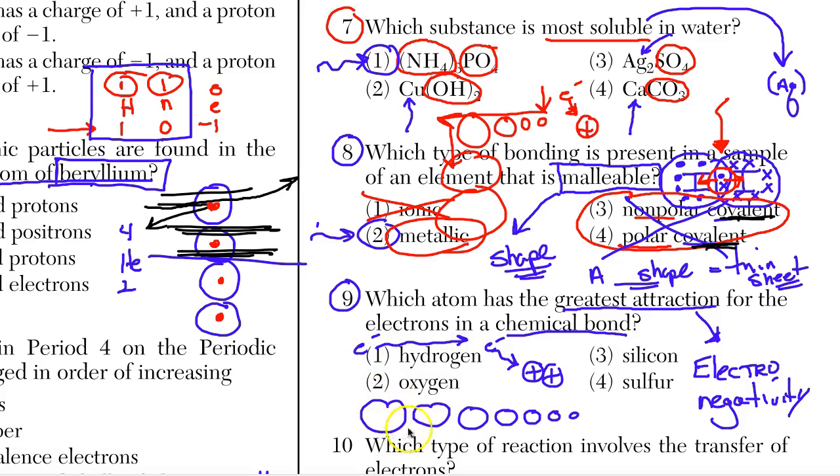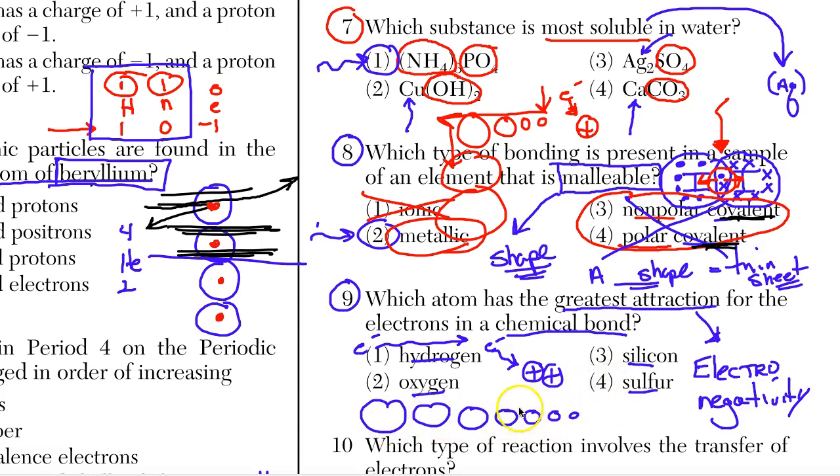So essentially, as I go across and up on the periodic table, my ability to attract electrons increases. Now, in this problem, they give me hydrogen, oxygen, silicon, and sulfur. These are not all in the same row or in the same column, so I can't use my understanding of the trends in the periodic table.